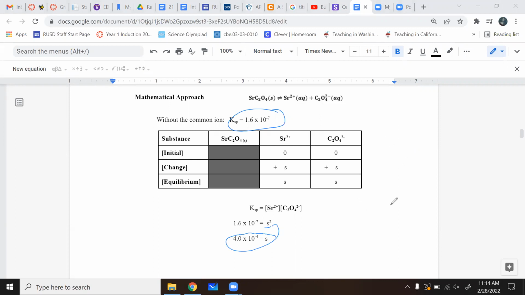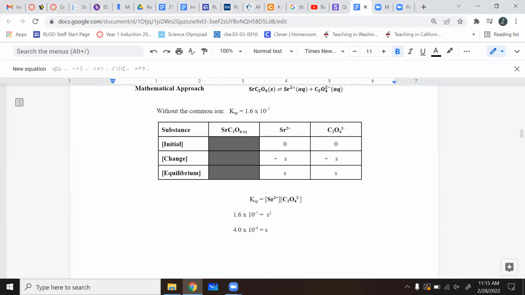So remember, that is because our KSP is equivalent to S squared. And I know that because our cation to anion ratio was a 1:1. And so whenever that happens, we can see the KSP is equivalent to S squared. This ice table is just here as a proof to show you how we got there mathematically. So this is alone without the addition of a common ion. This is our molar solubility value.